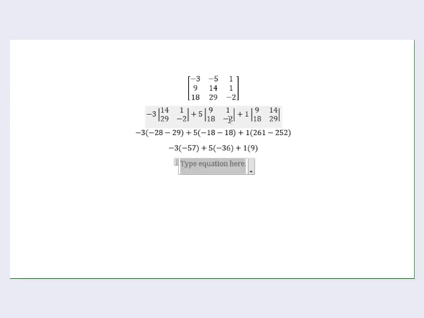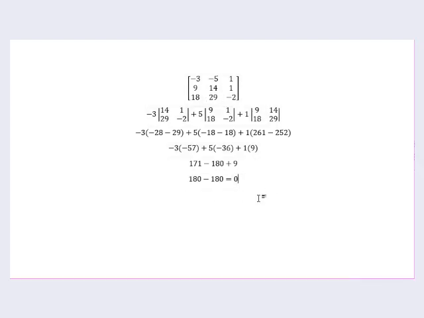Minus 3 into minus 57, so 171, and minus and minus becomes plus. Then 5 into minus 36 is minus 180, plus 9, so that becomes 171 plus 9 is 180, minus 180, which is 0. So the determinant of this matrix is 0. So we say that this is a singular matrix because its determinant is 0.